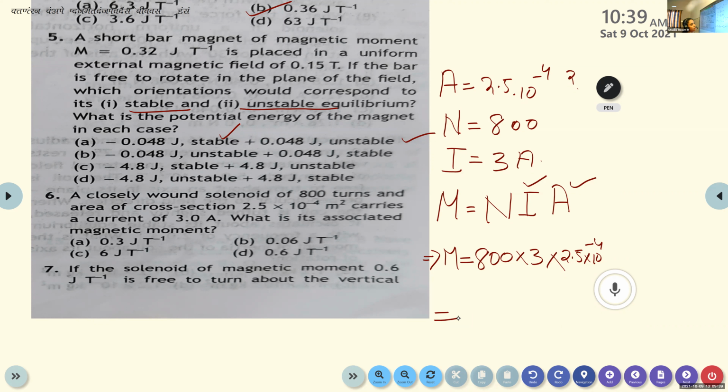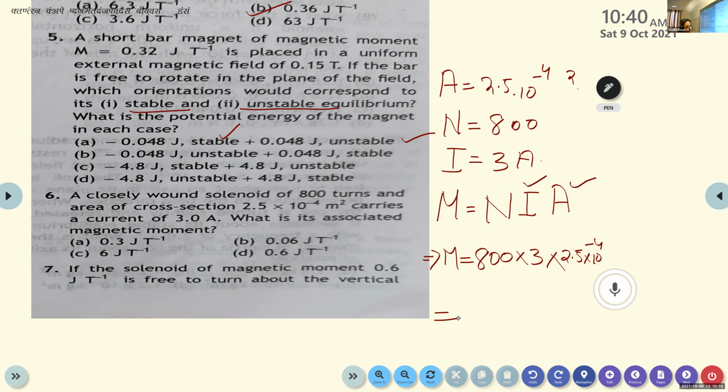Okay, then Gayatri. Ma'am, I got B, 0.06. Okay, children, one more option is here, option A, 0.3. Anyone go with option A? Here we get 3 answers: 0.06 joules per Tesla by Gayatri, 0.6 joules per Tesla by Diya, and 6 joules per Tesla by Vidur. Is there any other option? Which is the correct answer?